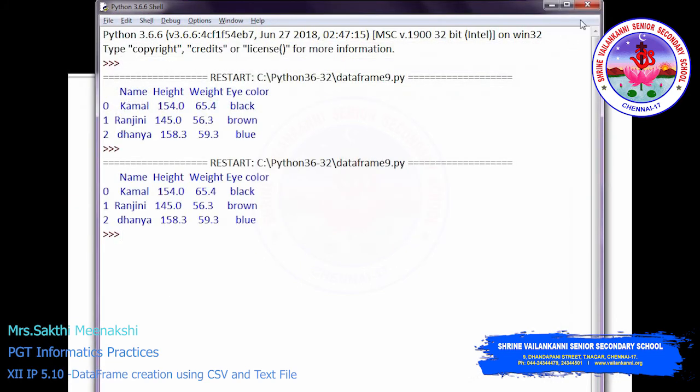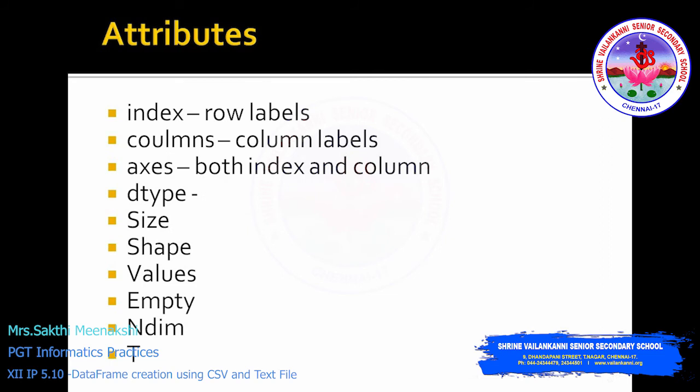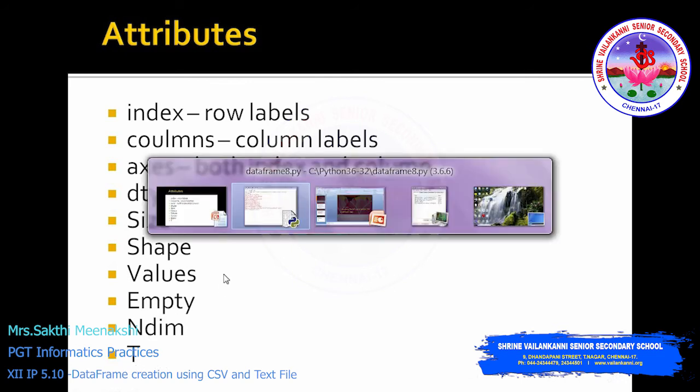Okay, so the next one, we have some attributes. So this is all about creating the data frame. We now know comfortably how to create the data frame, and next we are going to learn some attributes of the data frame. We have series attributes, right? The same attributes we have for the data frame also: index, columns, axes, dtypes, size, shape, values, empty, ndim, and then T. So we will see all these things.